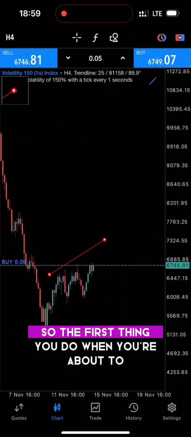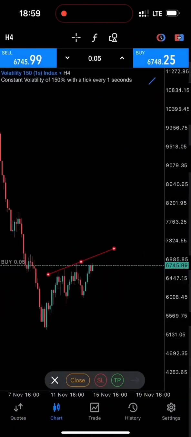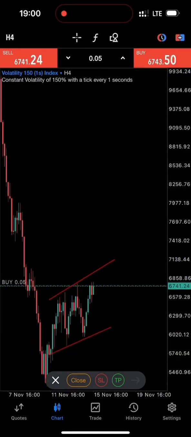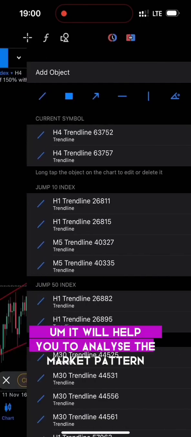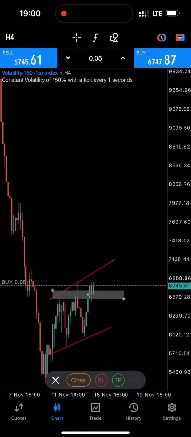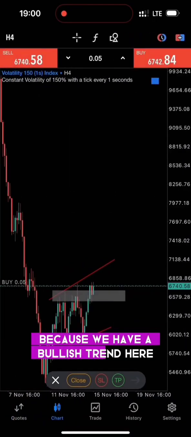The first thing you do when you're about to enter a trade is to draw your trend lines. You need to first draw your trend lines. In my experience, drawing trend lines will help you analyze the market pattern so that you can see where your trade is going. Right now it seems like an uptrend, right? Because we have a bullish trend here.